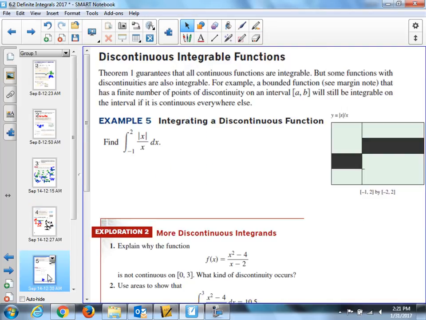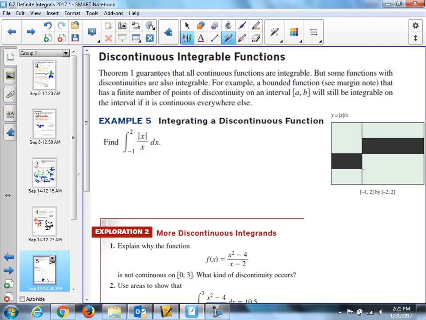So, discontinuous. Remember how we said if something's continuous, it's guaranteed to be integrable. Sometimes, even if it's discontinuous, you can do the integral as long as it doesn't go off to infinity, as a general rule of thumb. And in this case, it doesn't.